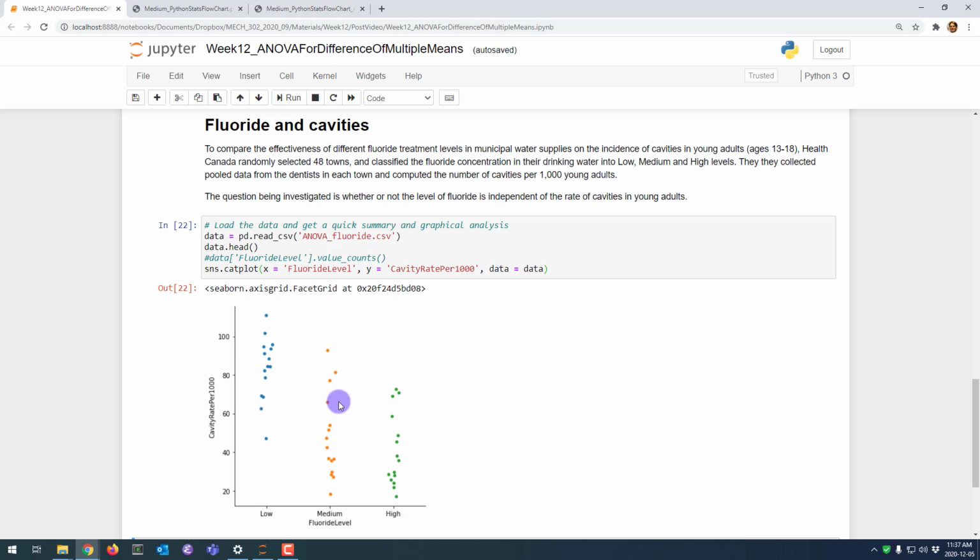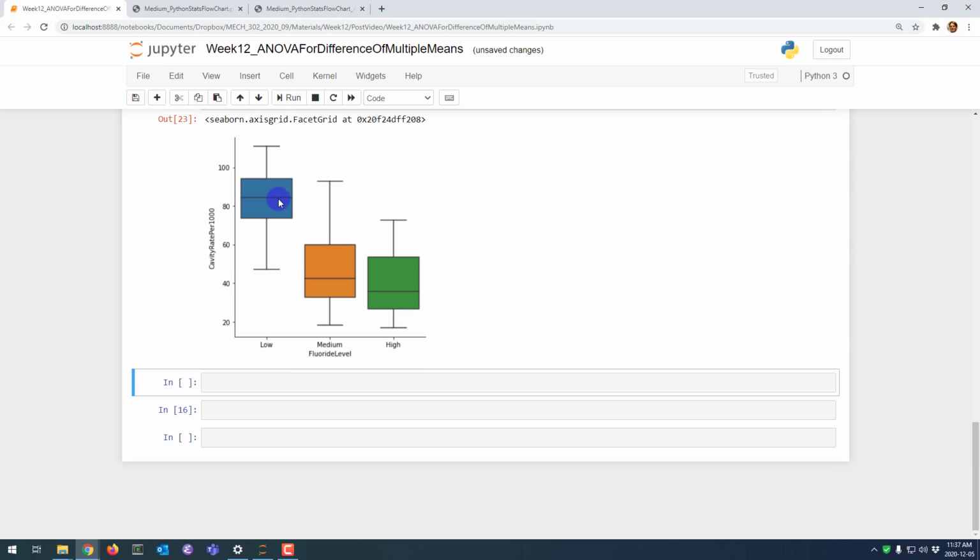There's a pretty wide distribution across the 3 towns, but it does look like the means will be different, even relative to the scale of the variations we see here. Again, we can do a box plot if that's more your thing. And yeah, it seems like if we have low fluoride in a town, there is definitely a larger rate on average of cavities. And what we're going to do is test whether it's significant or not.